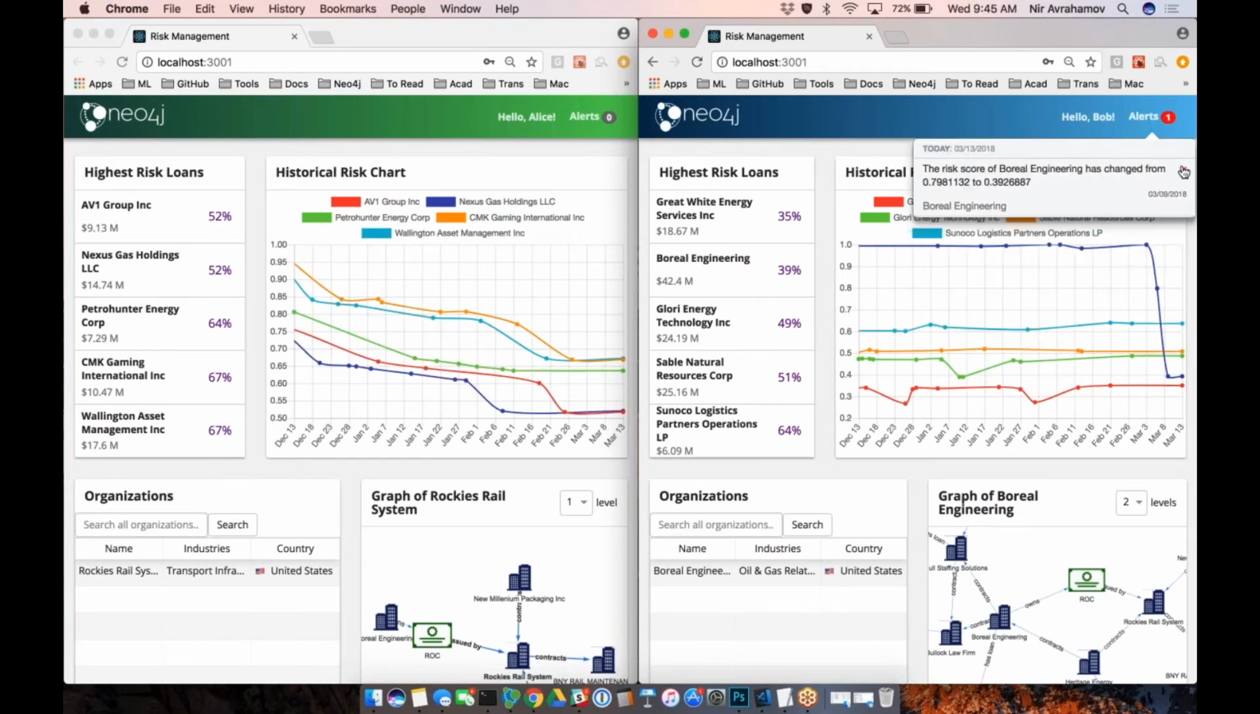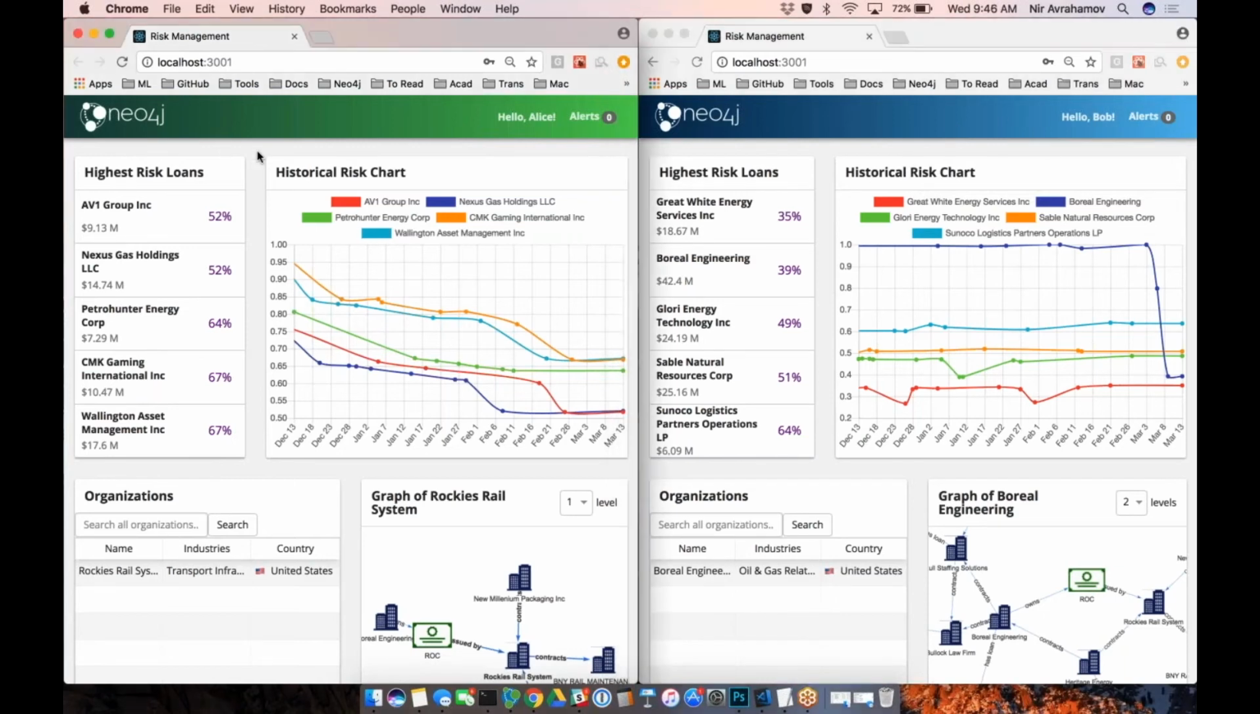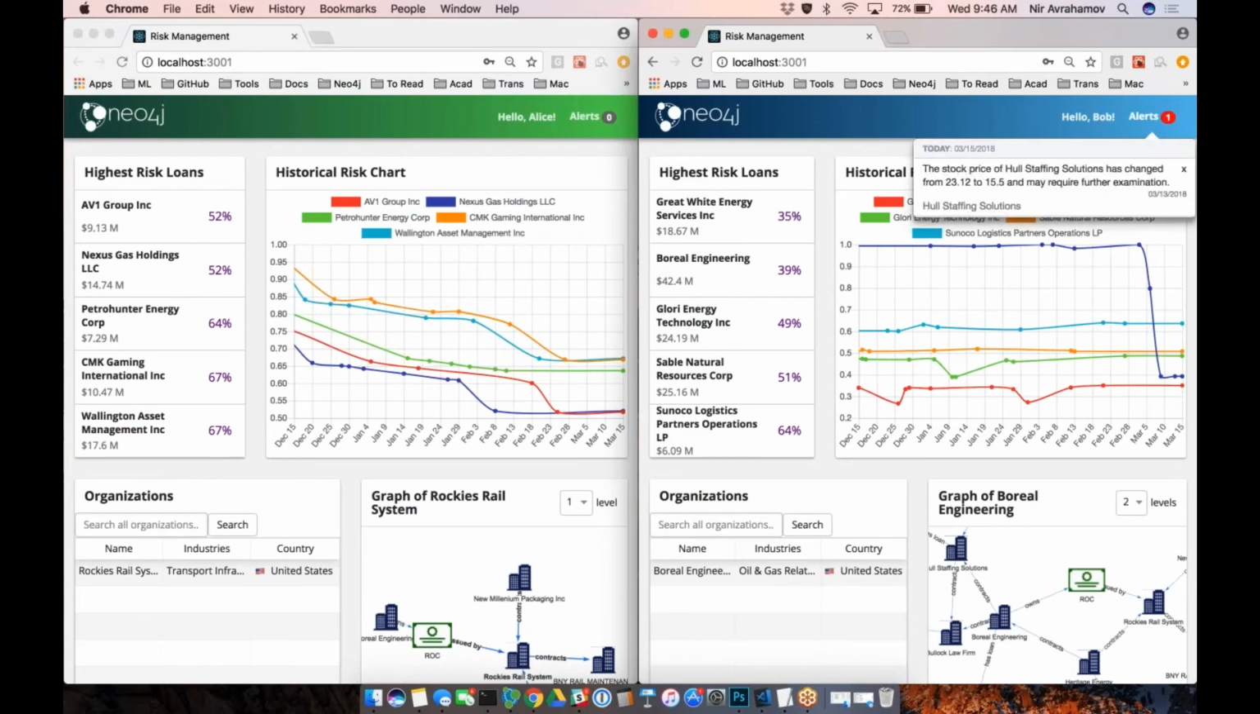We're not done yet. So next step, we get another market update that happens. And this time Bob gets an alert on the company he's following, Hull Staffing, that their stock price has also dropped from 23 to 15, because obviously Hull Staffing is providing staff to Boreal to work on the site. So all that stuff has been idled. So obviously it's going to impact Hull Staffing.